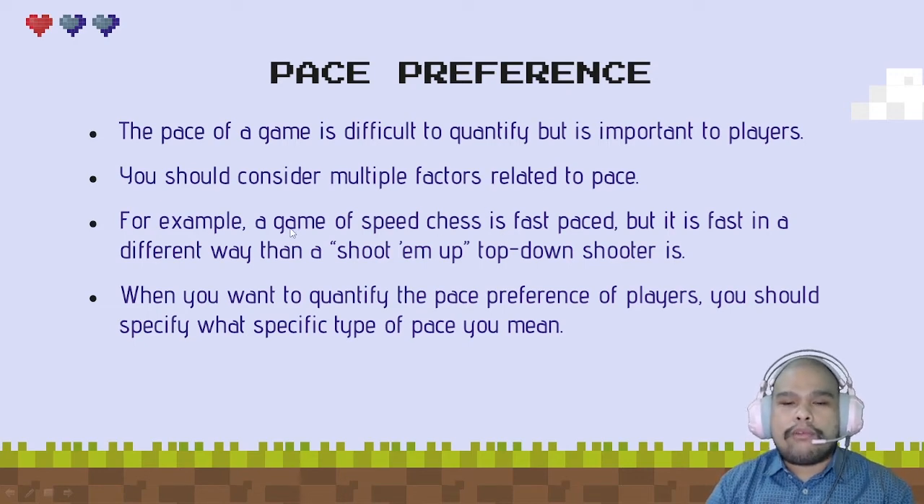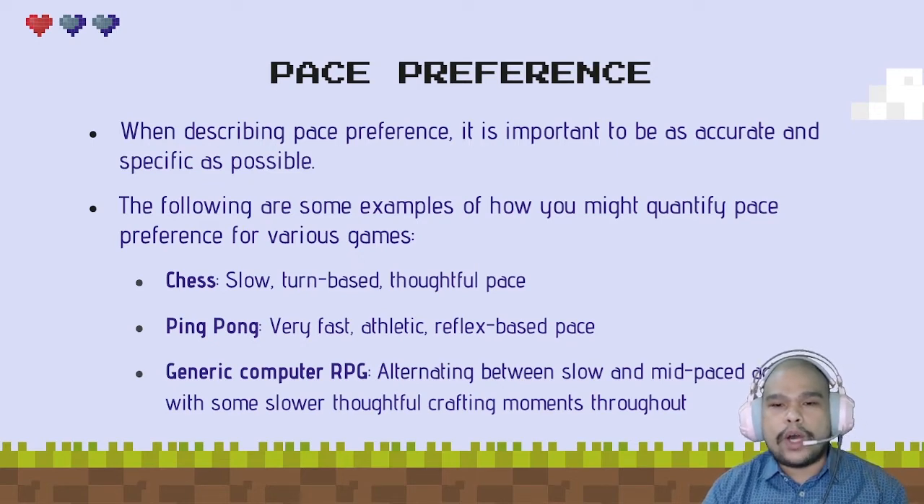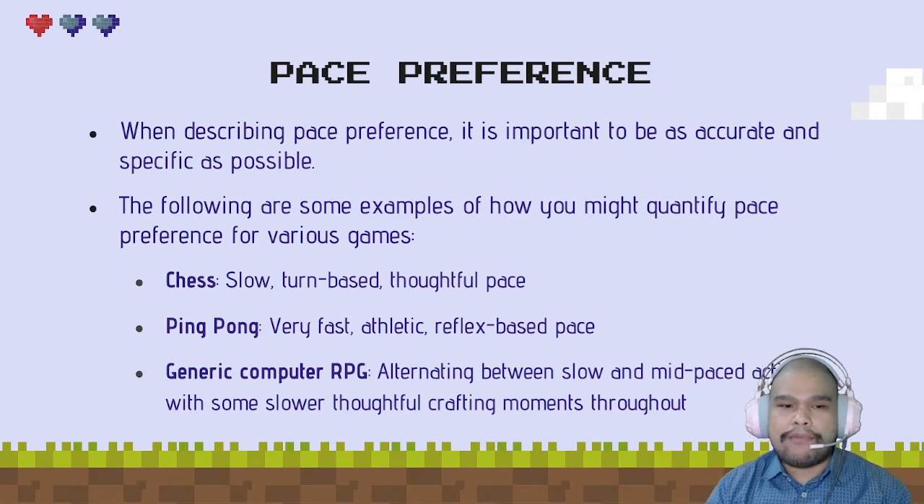So, when you want to quantify the pace preference of players, you should specify what specific type of pace you mean. So, when describing pace preferences, it is important to be as accurate and specific as possible. So, the following are some examples of how you might quantify pace preference for various types of games. So, let's say for chess, that will be slow. Why? It's a turn-based, thoughtful pace. Why? Kasi kailangan mo munang pag-isipan na maigi bago ka makapag-move before you can proceed.